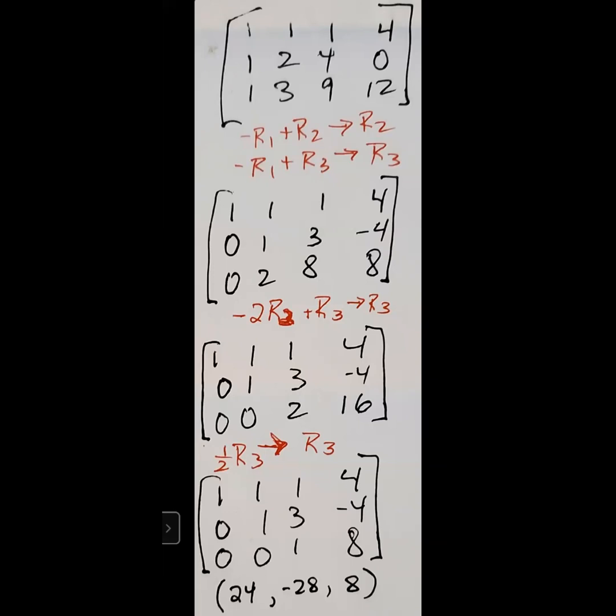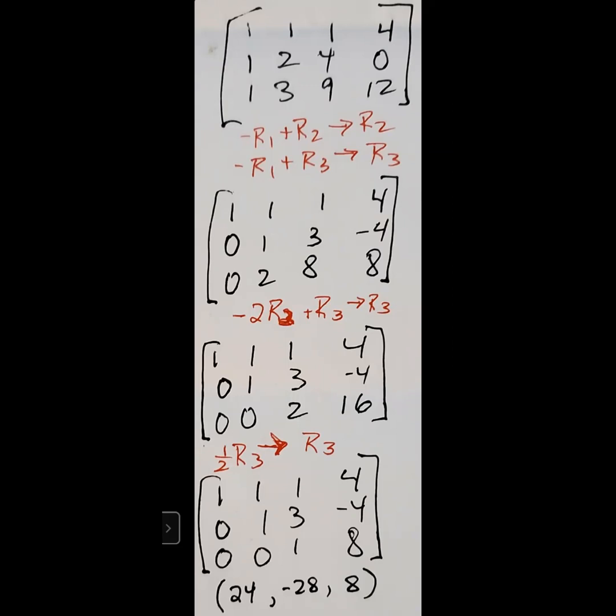And now I'm going to do another operation, negative 2 R2 plus R3 becomes the new R3, and that gives me my third matrix: 1, 1, 1, 4; 0, 1, 3, negative 4; and notice those top 2 rows are the same. It's only the third row that changed to be 0, 0, 2, 16. And now I'm going to let 1/2 of R3 become my new R3, so the top 2 rows stay the same, but the bottom row becomes 0, 0, 1, 8. And this right away gives us a solution, 24, negative 28, and 8.